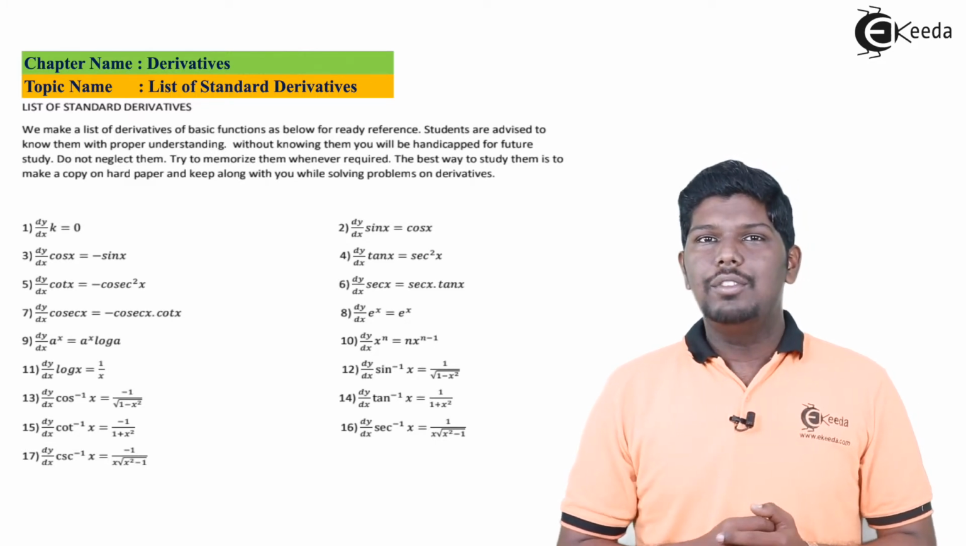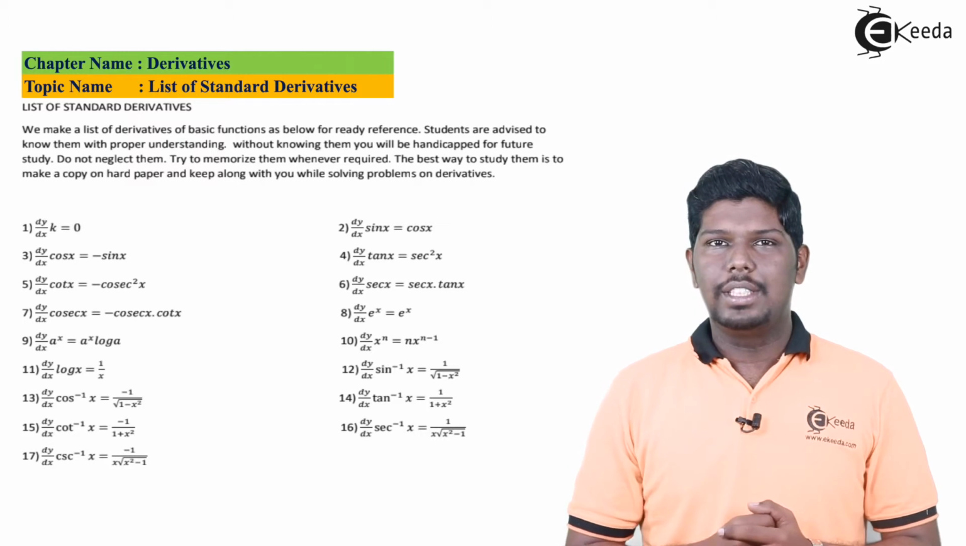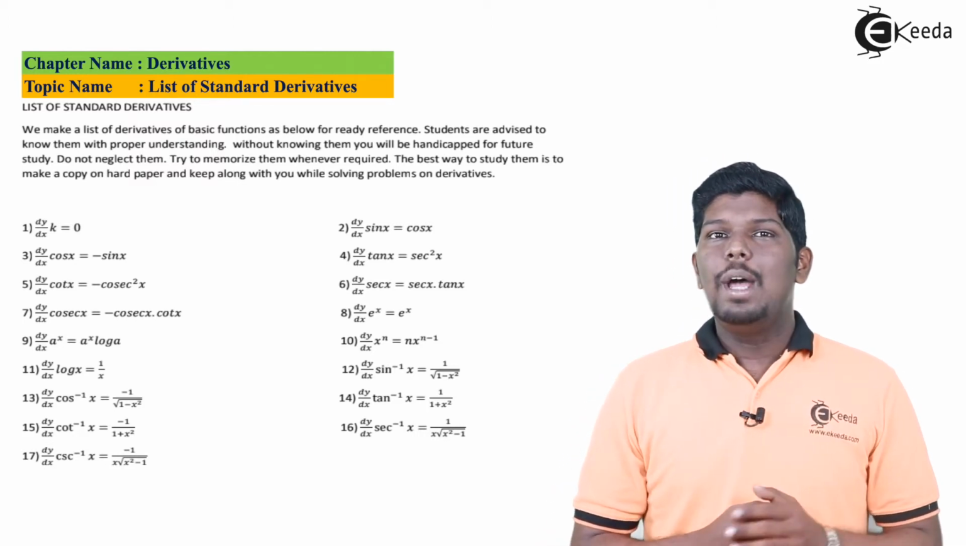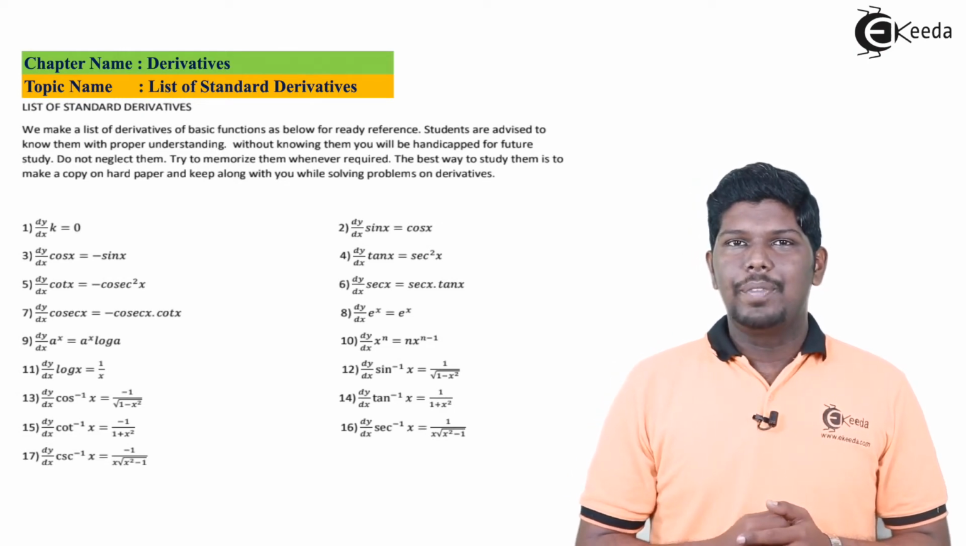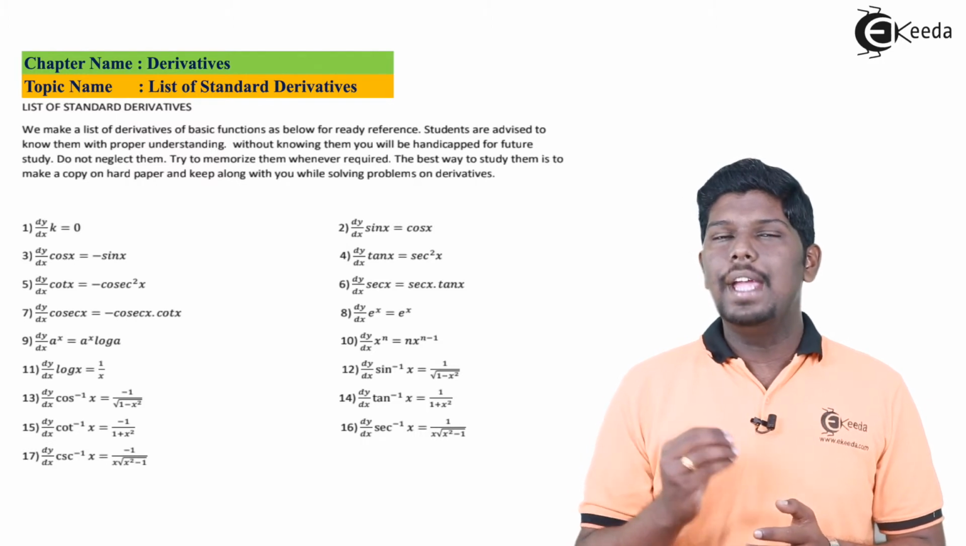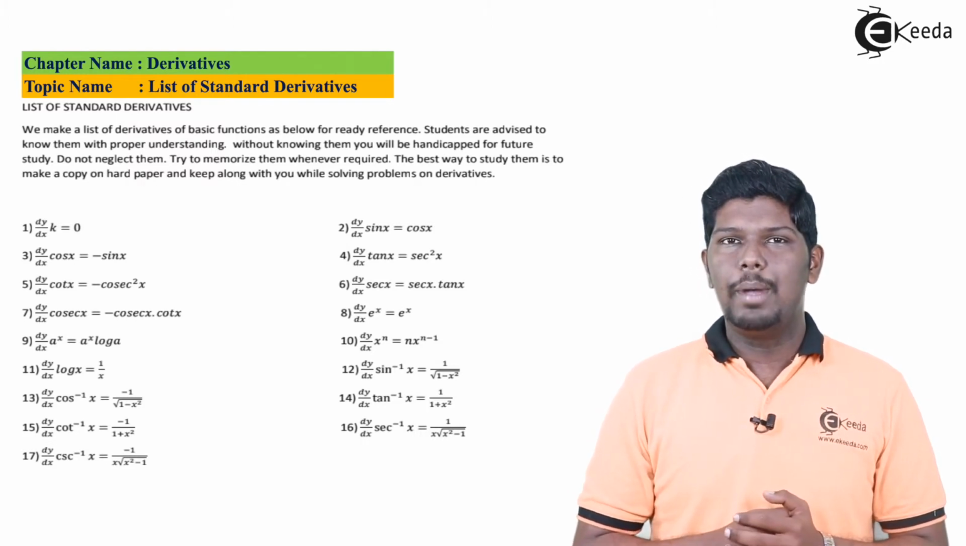Now the last two members will be sec inverse x and cosec inverse x. Out of that, derivative of sec inverse x is 1 upon x under root x square minus 1. And if you change the sign, it will become derivative of cosec inverse x, that is minus 1 upon x under root x square minus 1.